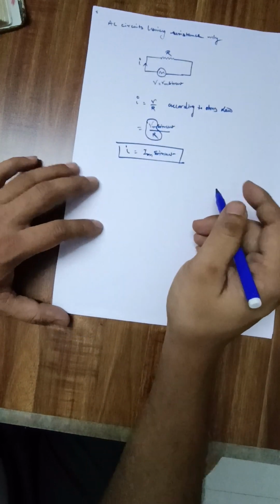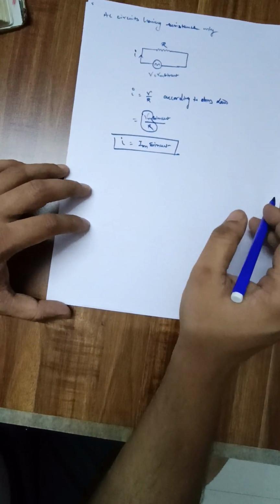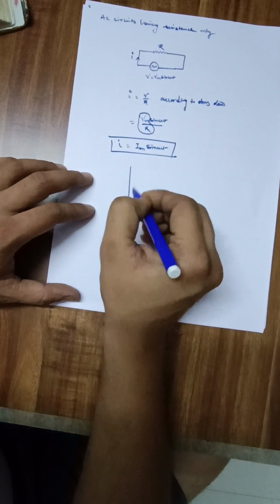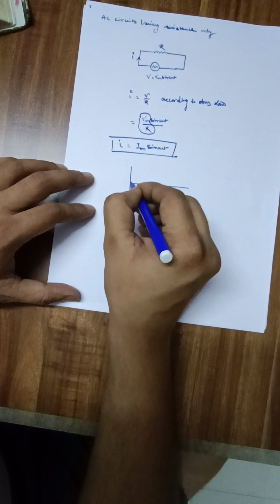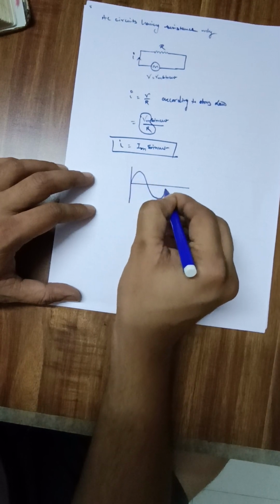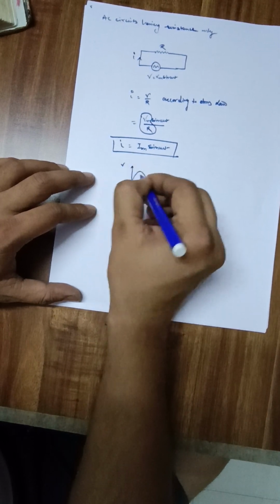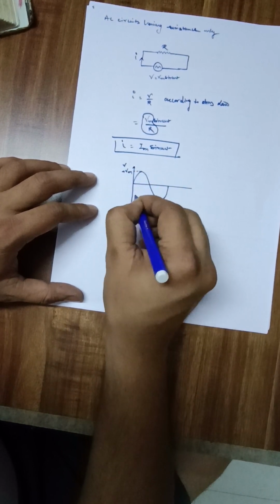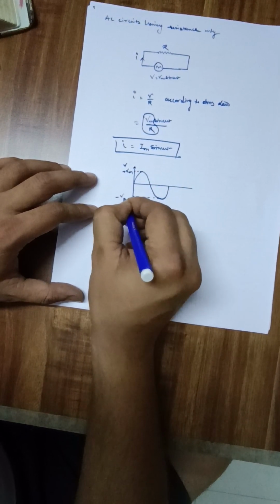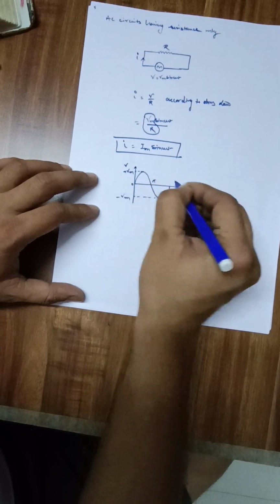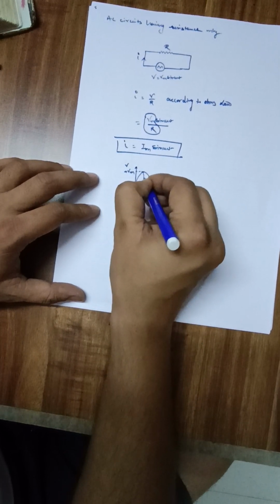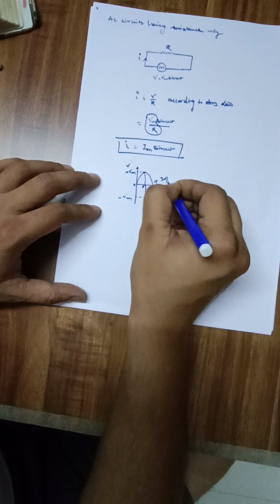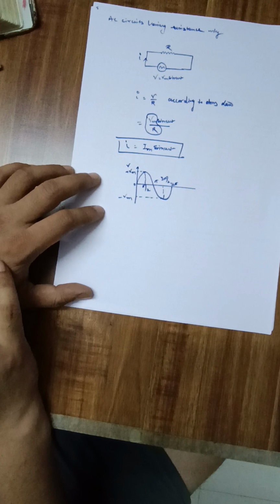If I draw the wave diagram of voltage, what will be the waveform of voltage? V equal to Vm sine omega t. So the waveform will be like this. This is your voltage. This point is plus Vm. This point is minus Vm. 0, pi and 2 pi. Clear? This point is pi by 2. This point is 3 pi by 2. It is clear to you.